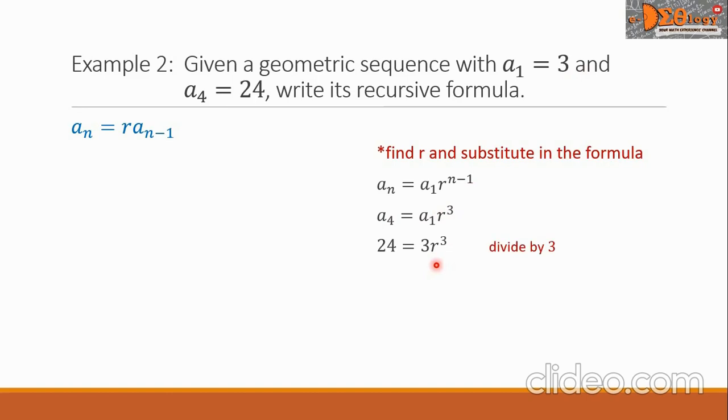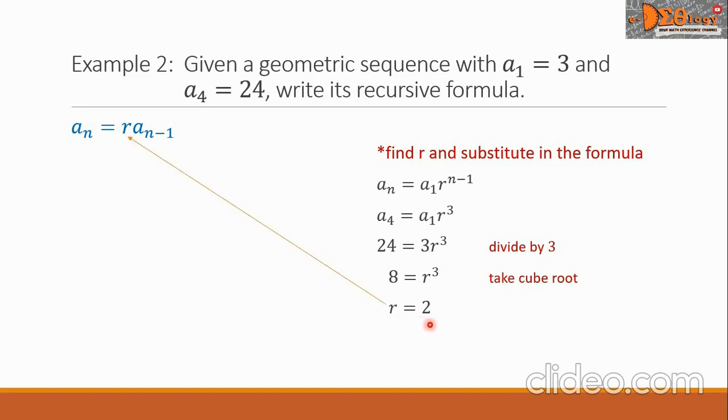First, let us divide by 3 so that the coefficient will be cancelled out. So this 24 divided by 3 will give 8. And this 3 r cubed divided by 3 will give r cubed. Let us solve for r by taking the cube root of both sides. So the cube root of 8 will be 2, and the cube root of r cubed is simply r. So this is r equals 2. So we are able to find the value of the common ratio as 2.